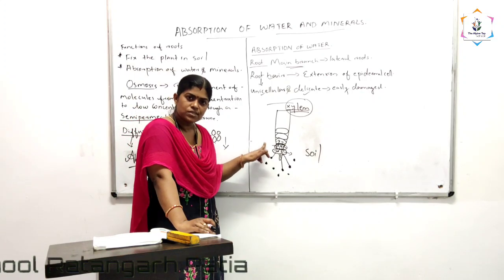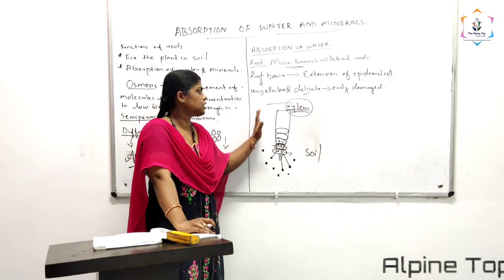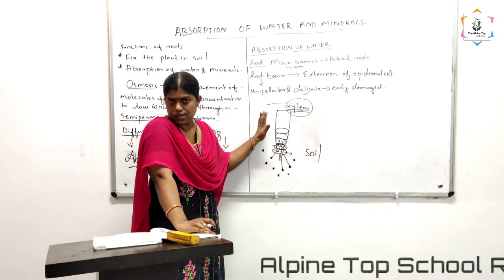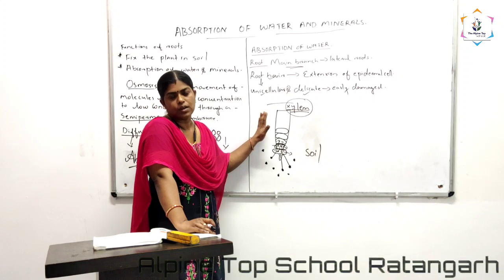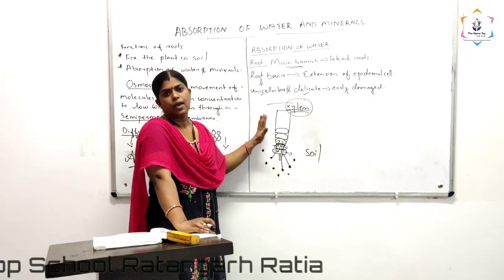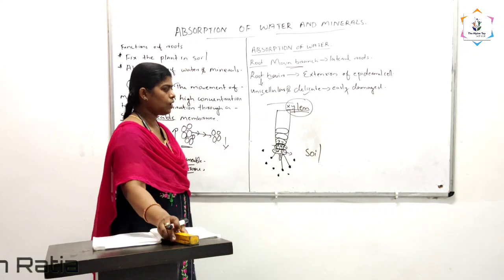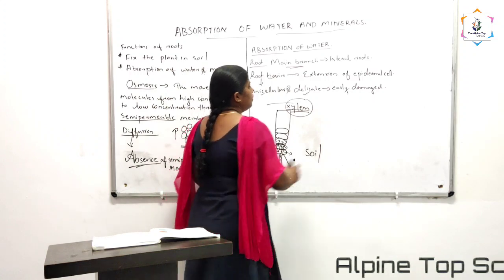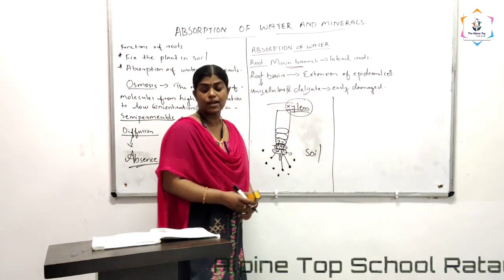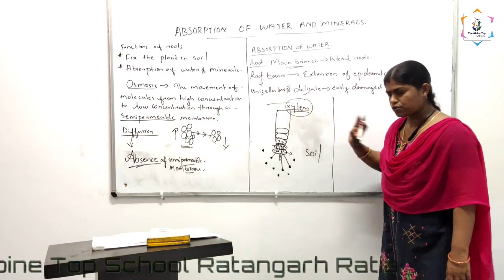And which process was this? It was osmosis. Okay, so if there is a single question, name the process by which water is absorbed in plants. Which process is that? Osmosis. Understand? And now we are going to look at how the minerals are absorbed by roots. We have seen this is osmosis.